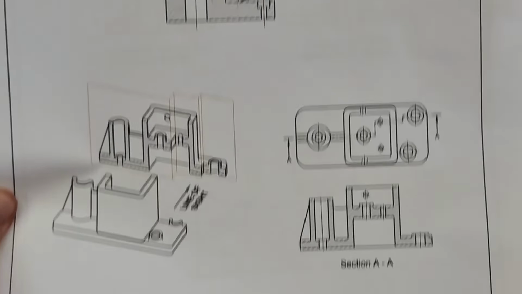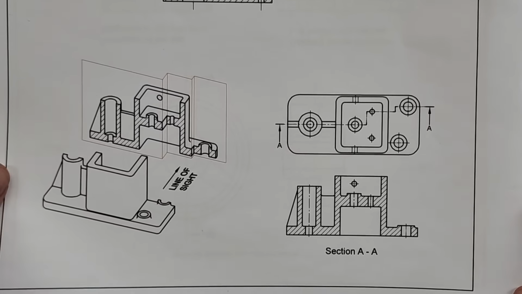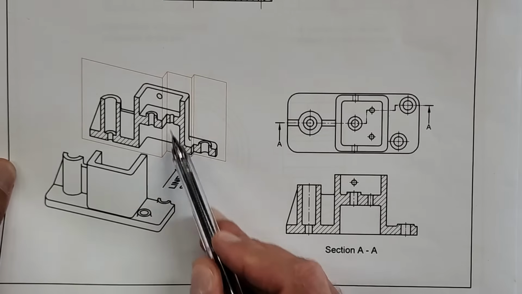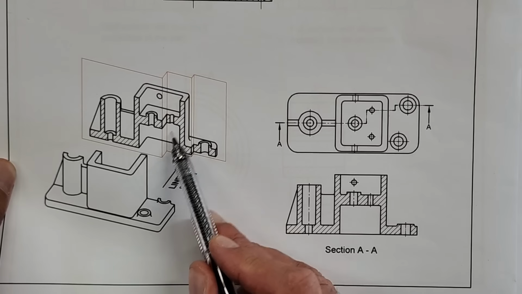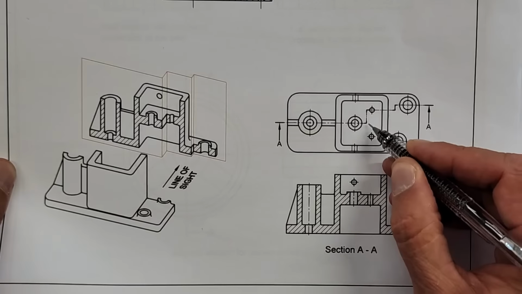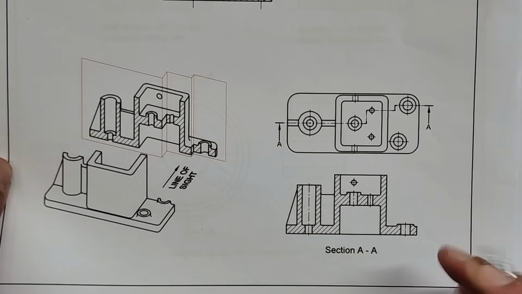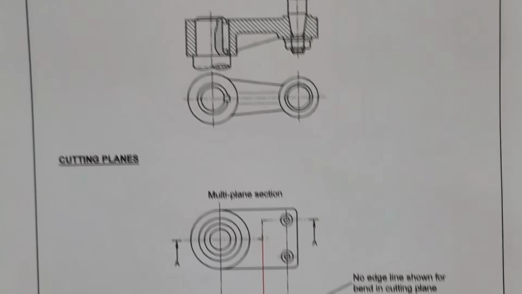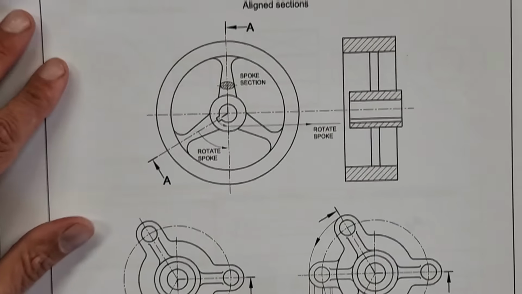All right, here's another example just showing you that exact same layout. You can see here the multiple plane, but we look at it in the line of sight without all of those corners that you would have seen there. Okay, that's a multi-plane section. Let's look at the next one, which is an aligned section.